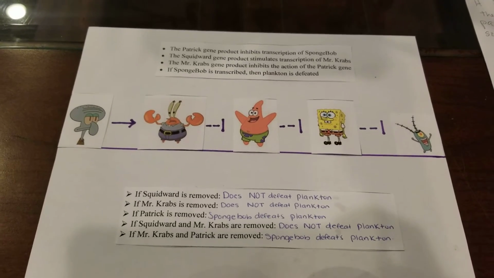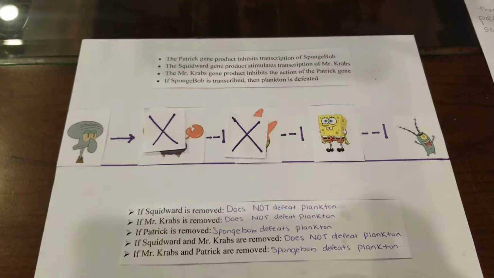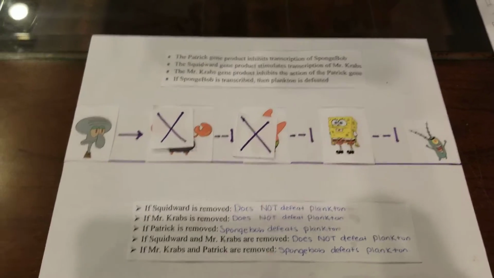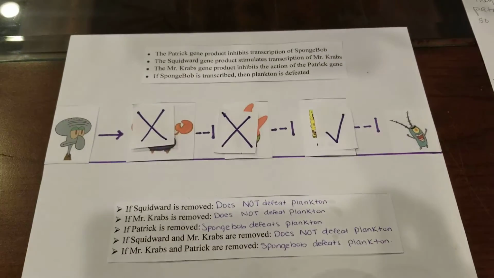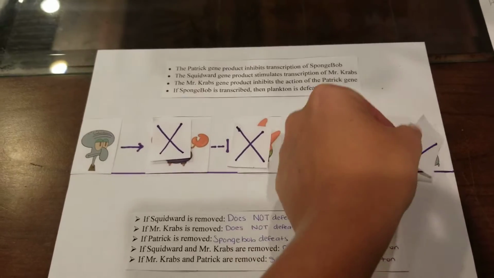Lastly, if Mr. Krabs and Patrick are not available, that means Patrick is not available to block SpongeBob, so SpongeBob is available, so he is available to block Plankton, which means Plankton is defeated.